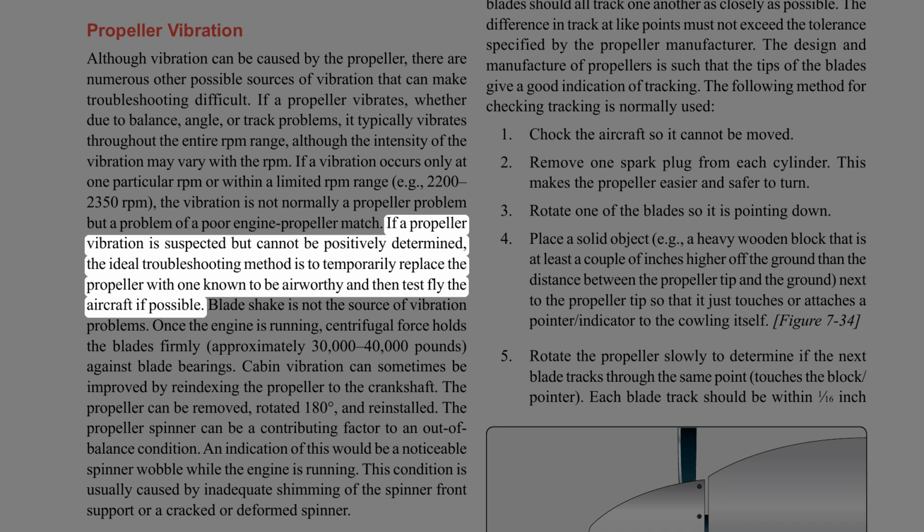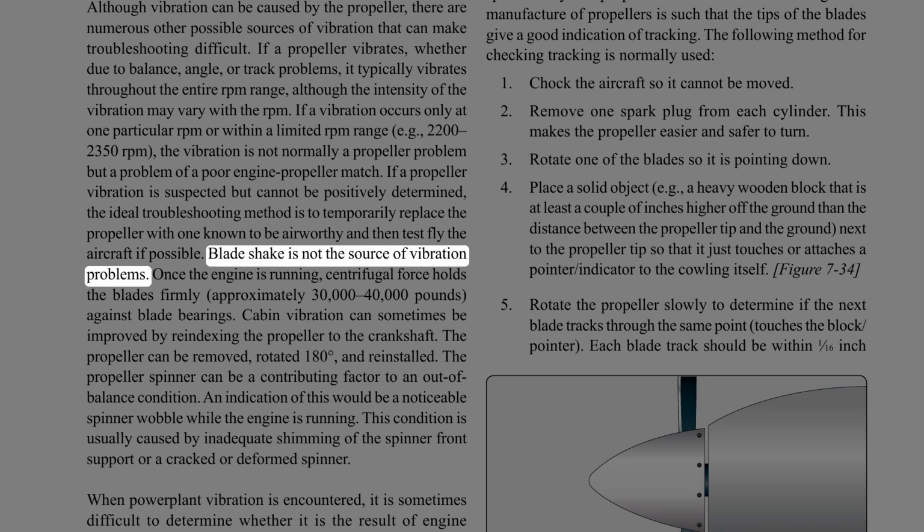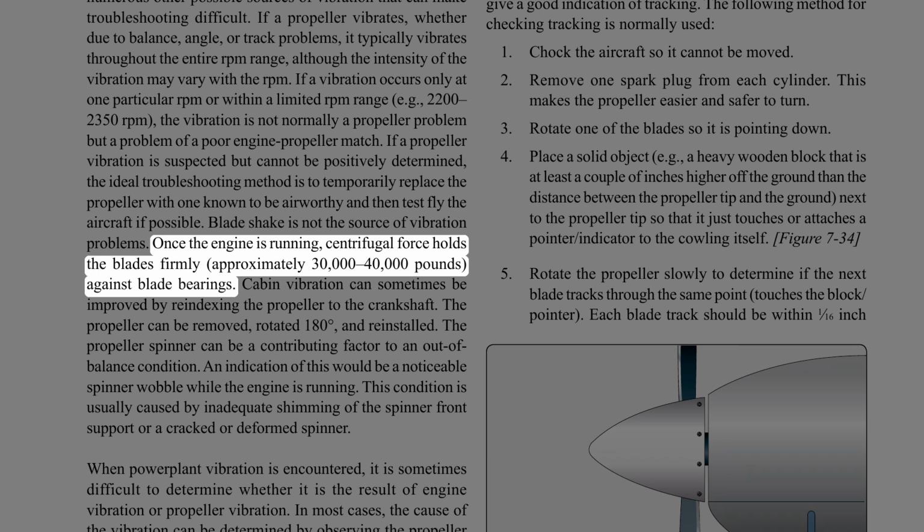If a propeller vibration is suspected but cannot be positively determined, the ideal troubleshooting method is to temporarily replace the propeller with one known to be airworthy and then test fly the aircraft if possible. Blade shake is not the source of vibration problems. Once the engine is running, centrifugal force holds the blades firmly, approximately 30,000 to 40,000 pounds, against blade bearings.